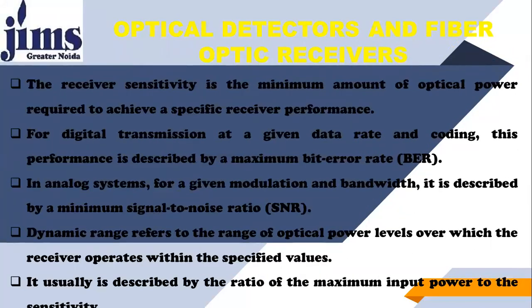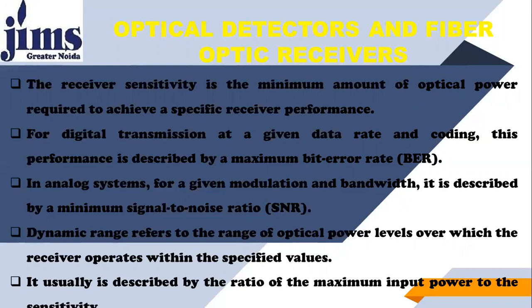So the receiver sensitivity that we talked about in the previous slide, how do we define it? The receiver sensitivity is the minimum amount of optical power required to achieve a specific receiver performance. So it is the minimum amount of power with which the particular receiver can perform and give the result that I said in the previous slides. So this is basically the definition of receiver sensitivity.